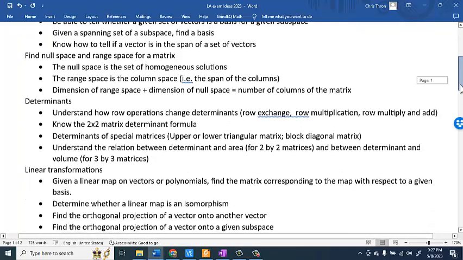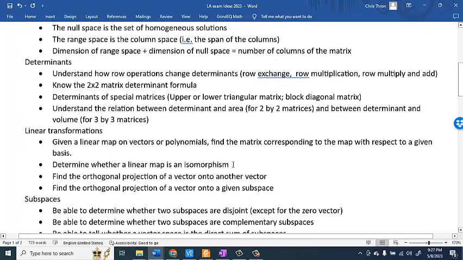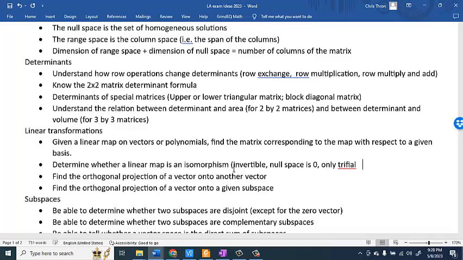Determine whether a linear map is an isomorphism. Isomorphism is actually the same thing as invertible. Okay, and that's the same thing as the null space is 0. And so it's the same thing as only a trivial homogeneous solution. Trivial, right?